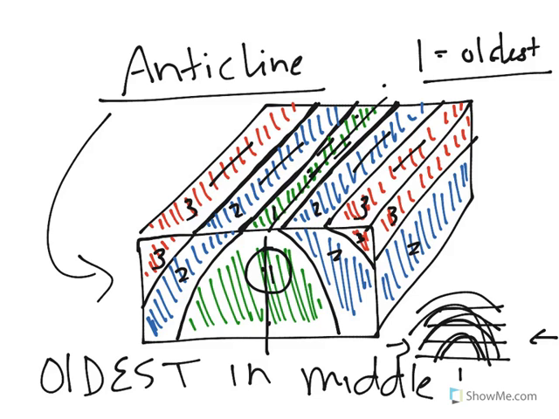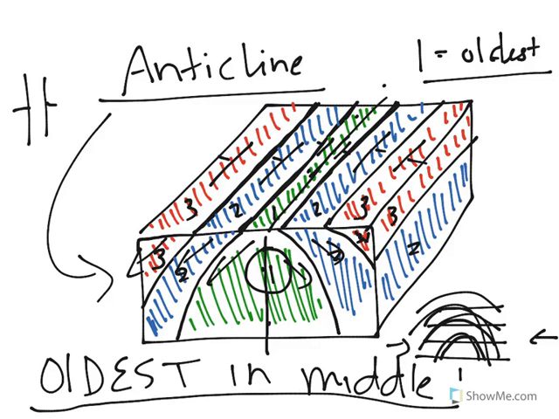Hopefully you notice over here my beds are going to the left. And hopefully over here you notice my beds are going to the right. So I'm going to put my little hash marks on those correct sides. So in an anticline, my beds are dipping away from each other. Okay, so that's the easiest way to recognize them. My oldest rock is in the middle, and my beds dip away from each other.